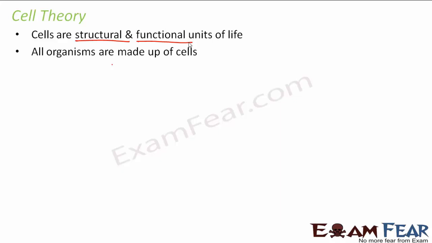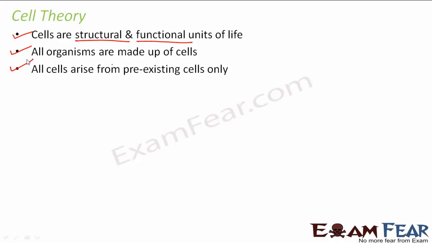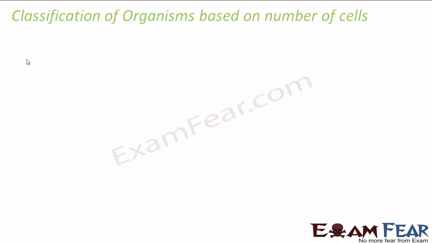So the next thing the cell theory told was that all organisms are made up of cells, be it plants, animals, bacteria, fungi, birds, whatever it is, every organism is made up of cells. All cells arise from pre-existing cells only. That means it is not by some magic that cells come up. So these were some of the points which were given in the cell theory. This cell theory, as I mentioned in the previous slide, was given by a pair of scientists, that is Schleiden and Schwann.